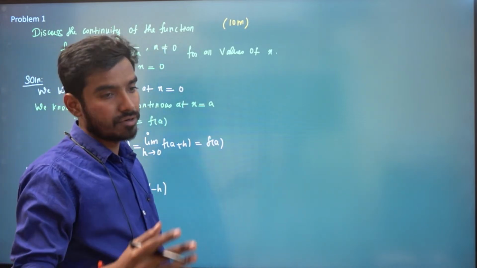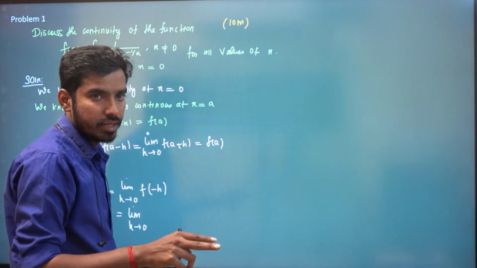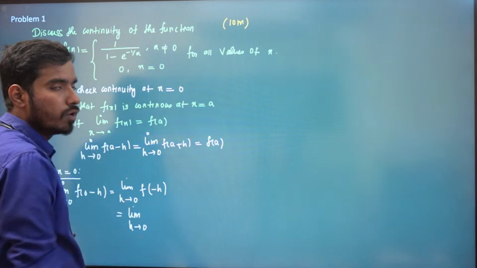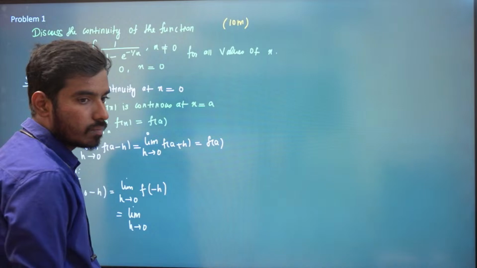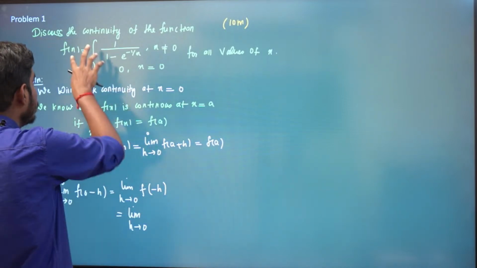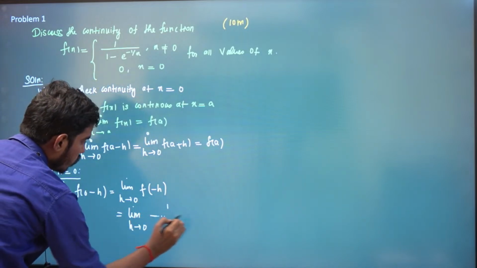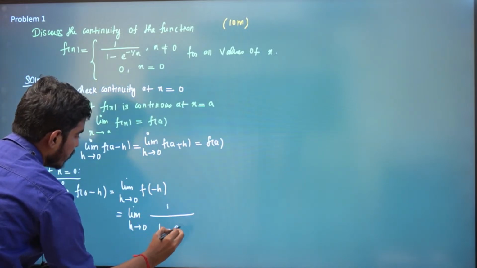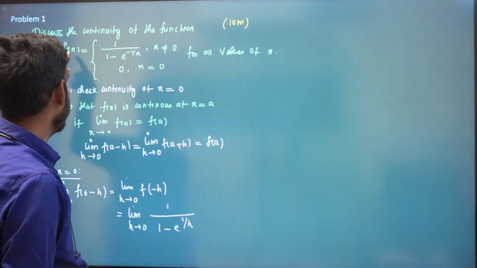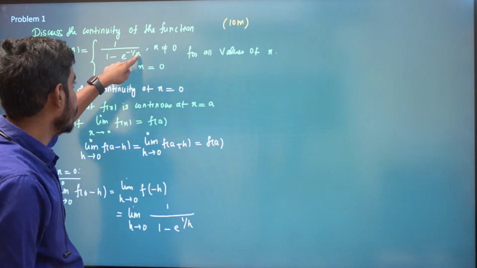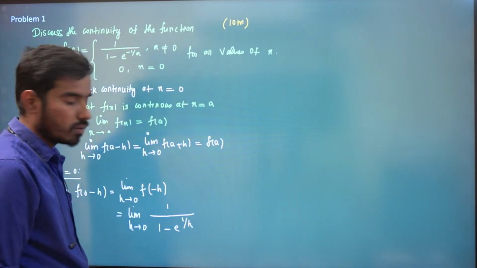Because h is tending to 0 from the left, it will never be equal to 0. If it is equal to 0 only, the output is 0. If not, this is your function value, that is 1 divided by 1 minus e power minus 1 by x. So this is your f of x. In f of x, replace x by minus h. If you replace x by minus h, minus minus will become plus. So we will have 1 divided by 1 minus e power 1 by h.